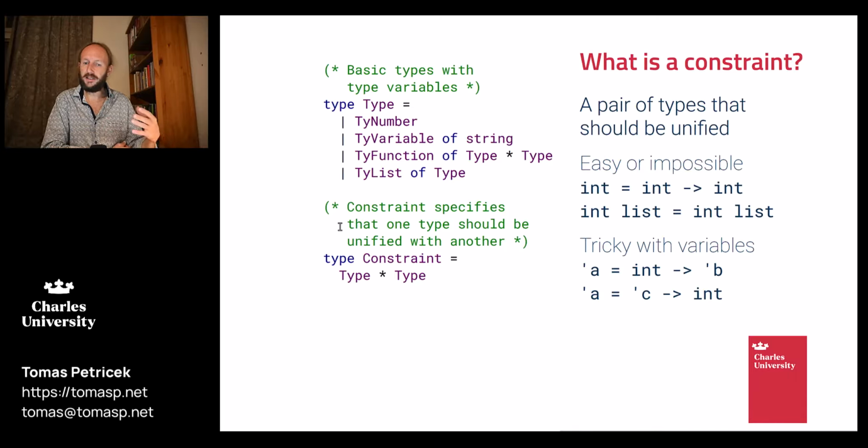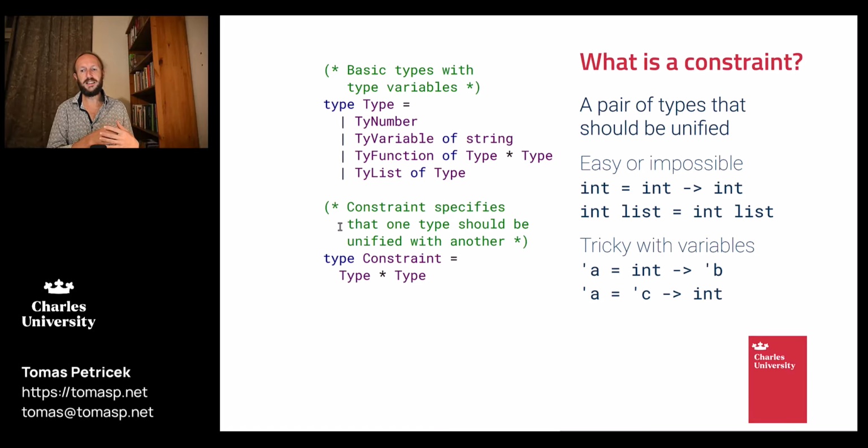So a constraint really is just a pair of types that says this type has to be the same as the other type. And some of the constraints will be quickly, obviously impossible. If we say int has to equal a function int to int, that's not possible. There's no solution. Your program is not well typed. If we have int list has to equal int list, the two types are equal, so the problem is immediately solved. The more interesting cases are when there are variables involved.